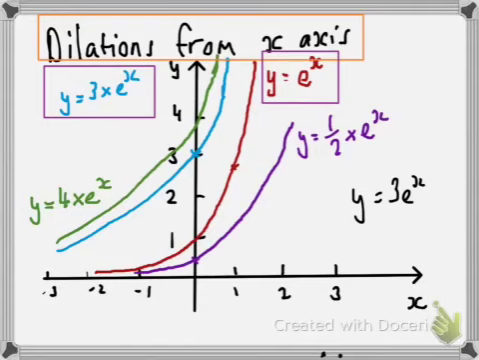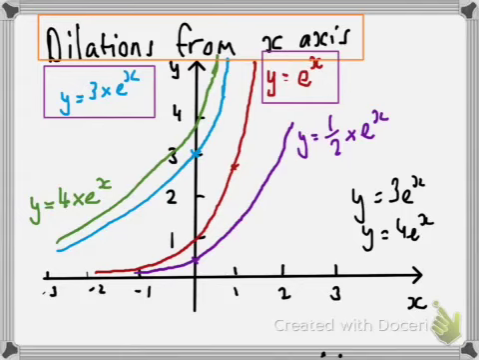With the green graph, it's 4 times e to the power of x, or probably more commonly written as y equals 4e to the power of x. It's a dilation by a factor of 4 from the x-axis. So that intercept of 1 is now an intercept of 4, and so on. So dilation by a factor of 4.